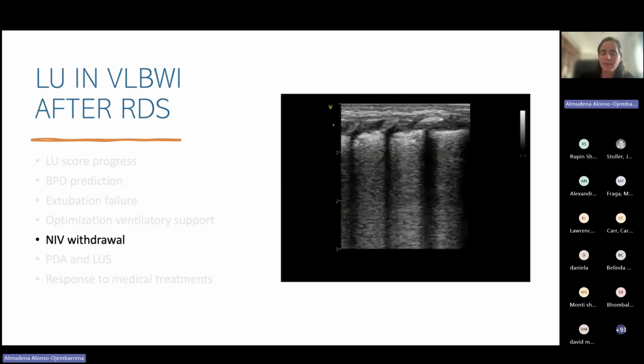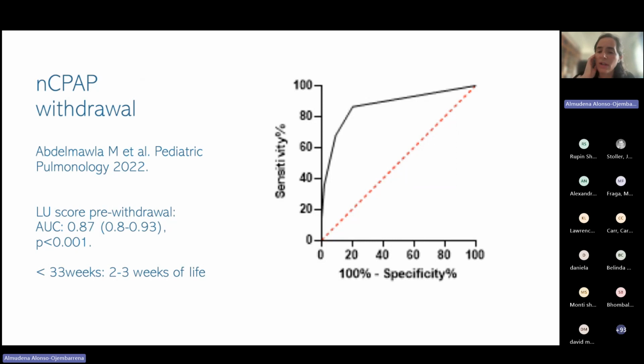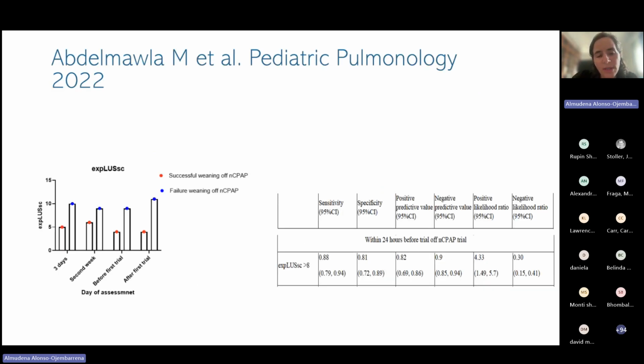Just a few words about NIV withdrawal, in which the only paper published after the initial phase of RDS in extremely preterm infants was from a Canadian group in Mount Sinai Hospital. This group included infants born before 32 weeks at about 2-3 weeks of life, when the attending neonatologist decided that the baby was quite stable to remove nasal CPAP. They performed ultrasound, and they got this area under the curve to get the information about the risk of CPAP removal failure. So you can see here the progression of lung ultrasound score in those that had a successful weaning of nasal CPAP at 3 days, second week of life, and before the first trial and after the first trial, compared to those that had a failed weaning attempt.